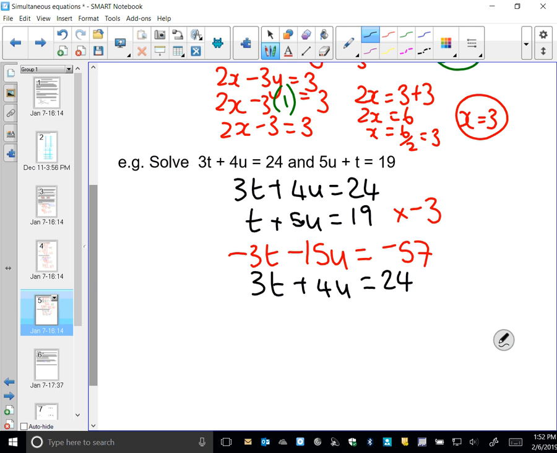Alright, so now we've got our situation where we can put our box around it. You put the other one on top. I just rewrote my other one so that it was already next to it. I like to put them next to each other. Right, so my box is round it. I'm now going to add them together. So I've got negative 15 plus 4, or 4 plus negative 15.